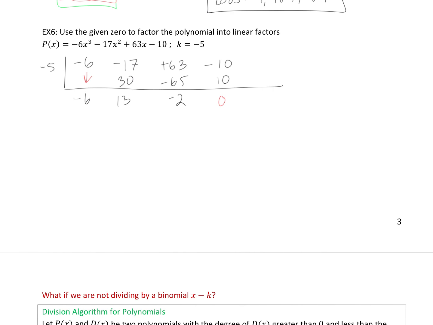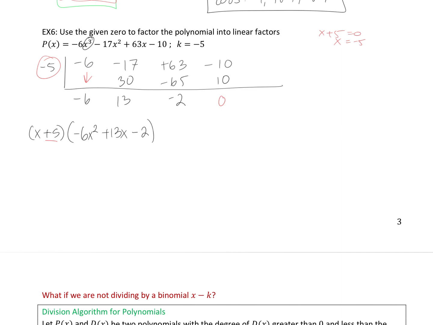So we know negative 5 is indeed a factor of it, which means we can now rewrite our polynomial as x plus 5, which again comes from our k value. Remember, x equals negative 5, which means x plus 5 must equal 0. So we have x plus 5. And then, since we're using a cube, we factor it into the next exponent down, which is going to be x squared. So I have negative 6x squared plus 13x minus 2.